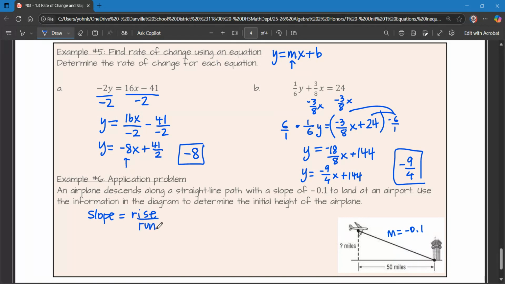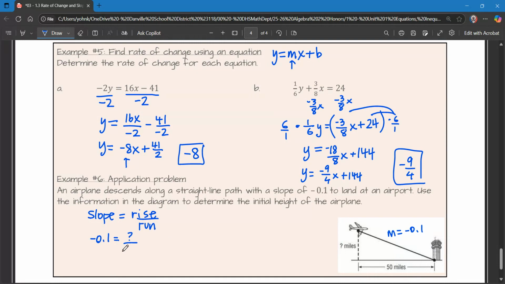So let's think about slope as rise over run. In the picture, what's the slope? Well, the slope is negative 0.1. What's the rise in the picture? Well, it's got a question mark, so I'll put a question mark. What's the run in the picture? The run in the picture is 50.